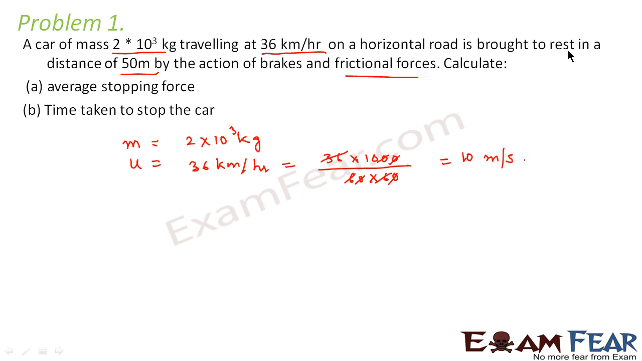It is brought to rest in a distance of 50 meters. That means the car started moving with a velocity of u, suppose this is the car. After some time, it comes to rest. It comes to rest means the final velocity is equal to 0. So we have the final velocity equal to 0. Now it traveled a distance of 50 meters after which it came to rest. That means the distance which it traveled is equal to 50 meters.